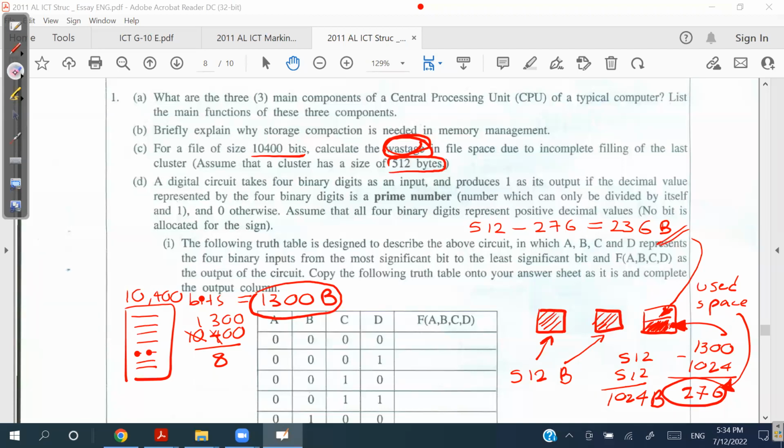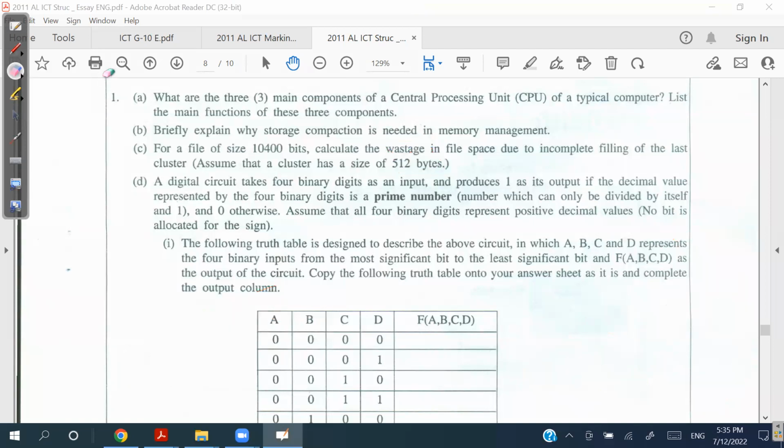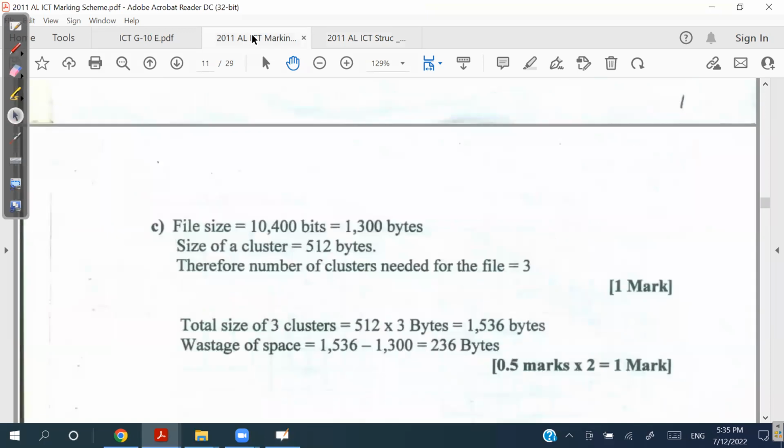All right, so moving forward, let's see how the marks have been given. Yeah, so they have given you 2 marks altogether. So the final answer that you have to take is this, the wastage, 236. So you have to show your workings, how the things are going to happen. Okay, so you can have 2 marks for that.